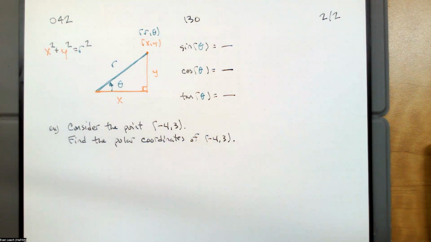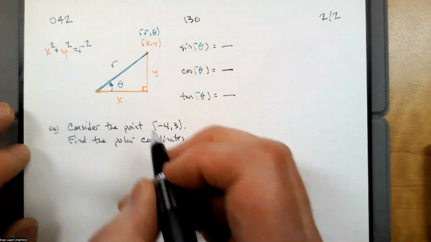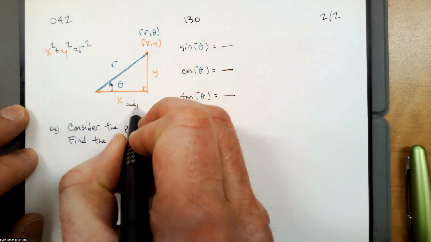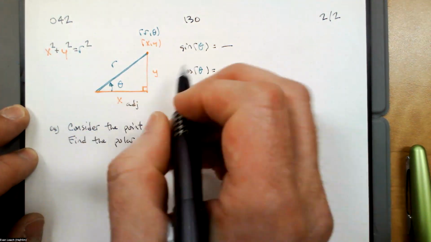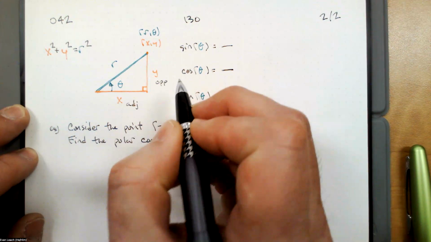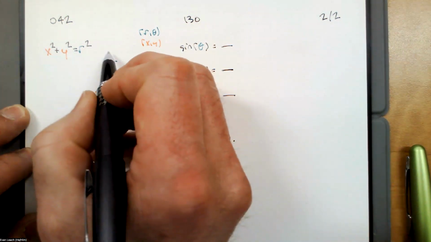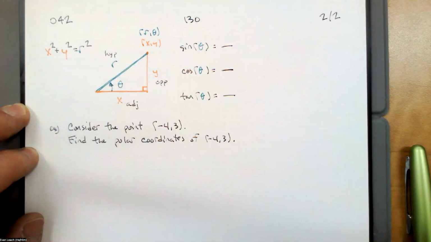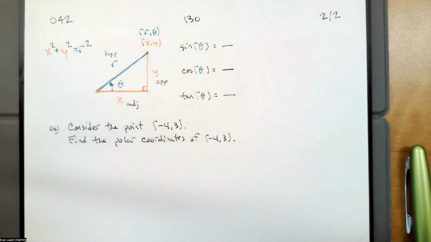So in terms of x, y, and r, well, actually, in terms of theta, what is x relative to theta in this right triangle? Adjacent. So x is adjacent. And what is y relative to theta? Opposite. And what is r? Hypotenuse. So even though x, y is some point in two-dimensional space, we can build this right triangle and make things familiar. That was the goal. Build the right triangle, make things familiar.